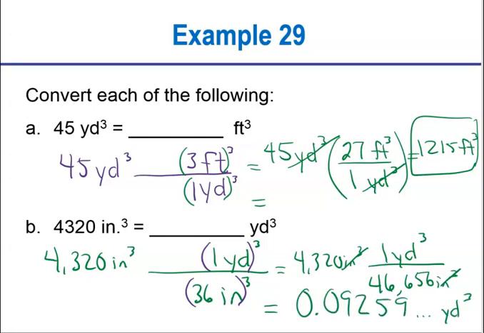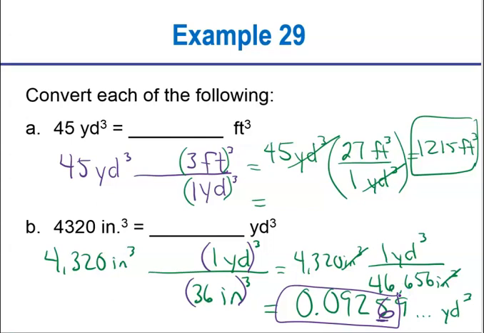There were no instructions of where to round this. Notice we were at 4 significant digits when we started, 1, 2, 3, 4. So it would be reasonable to take this out to 4 significant digits. So we could round right here, and that would make that a 6. So 0.09259, I mean, 926 ten-thousandths? Yes. Okay. So 0.0926 yards cubed.